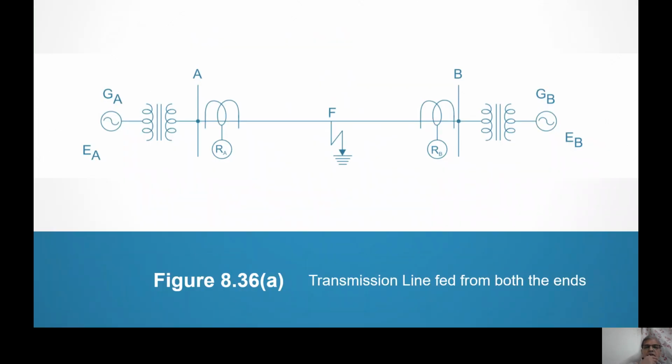I would want to talk with reference to the figure only. I've got two generators, GA and GB. The transmission line is AB. On one side it is fed by generator A and on the other side by generator B. Generator A has the induced EMF EA, and generator B has the induced EMF EB.